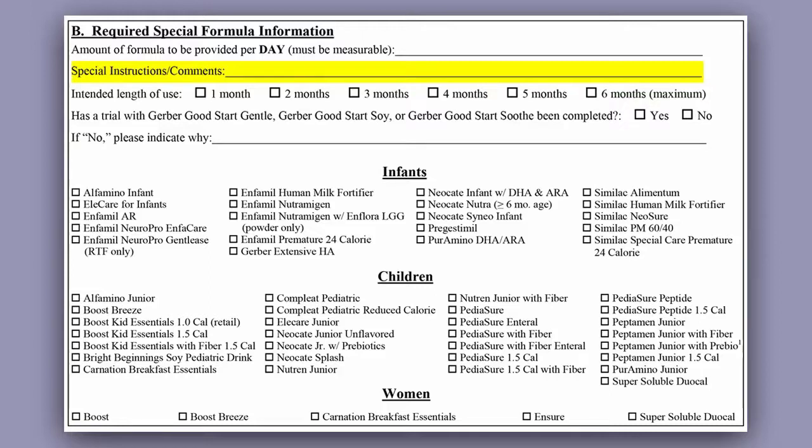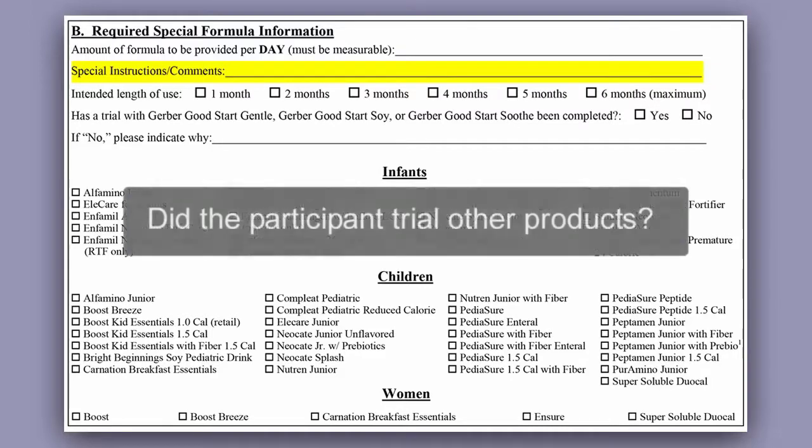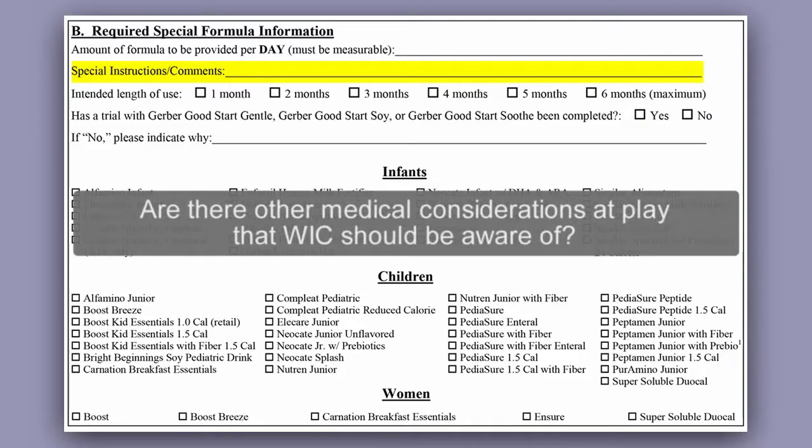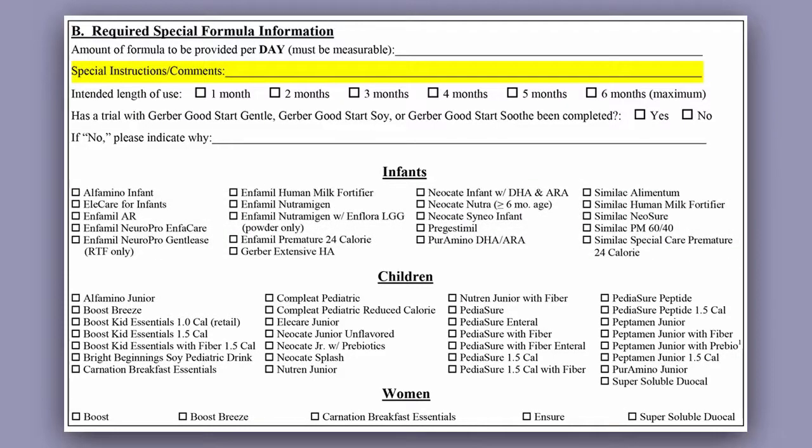It is a great opportunity for communication. When WIC staff go visit healthcare providers, they should be encouraged to use this line to tell us any information we may need to know. Did the participant trial other products? Great. Should the formula be mixed to a higher calorie level? Good to know. Are there other medical considerations at play that WIC should be aware of? Very helpful. If utilized more frequently, this space could greatly cut down on confusion and extra phone calls.